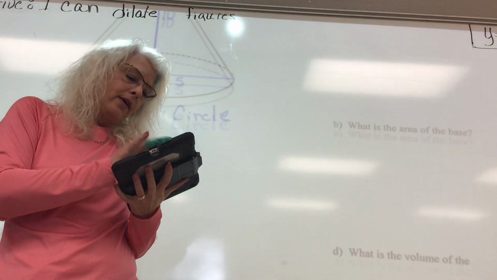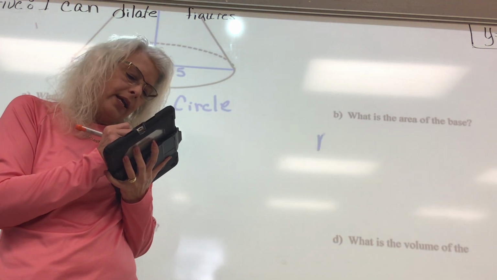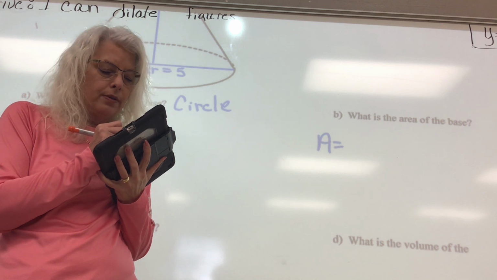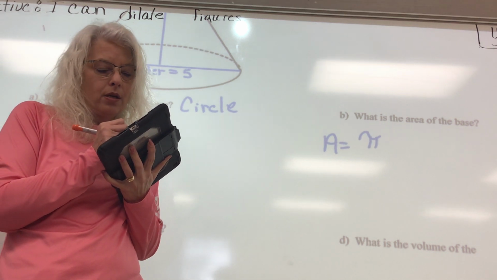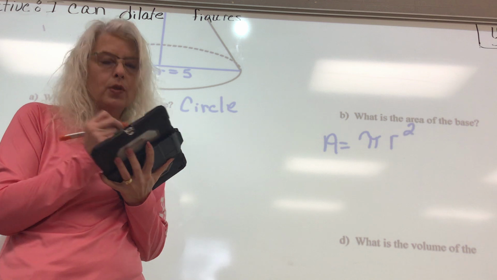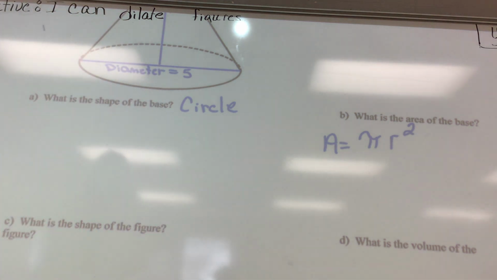So we're going to write down area equals pi r squared, or you can say pi r to the second power. The exponent only goes with the radius, the r. Now I'm going to just fill in what I know. I don't know what the area is, because that's what we're trying to find out.